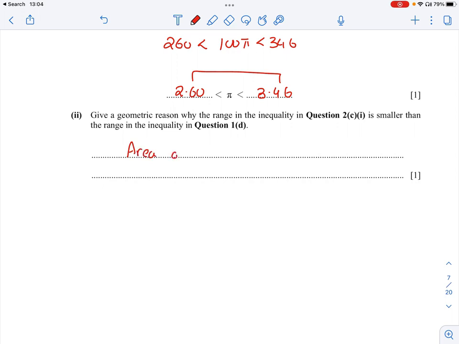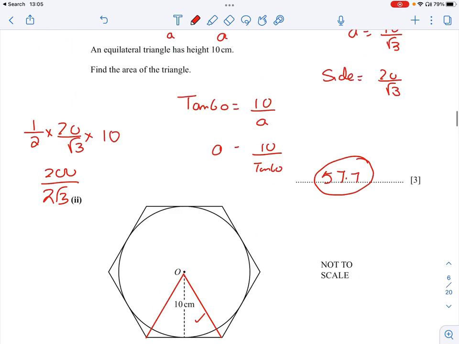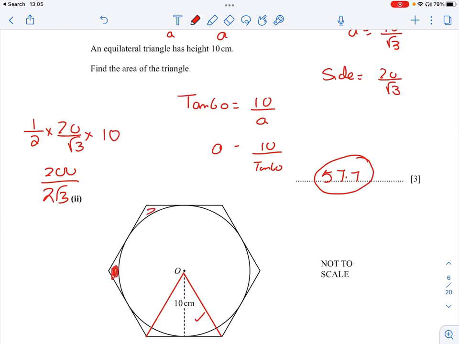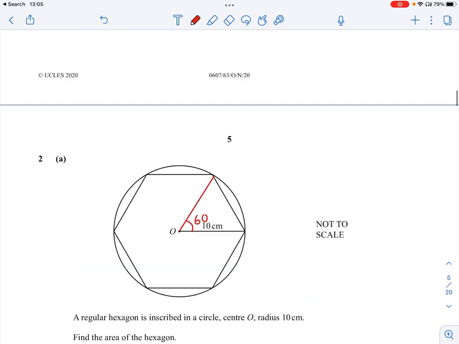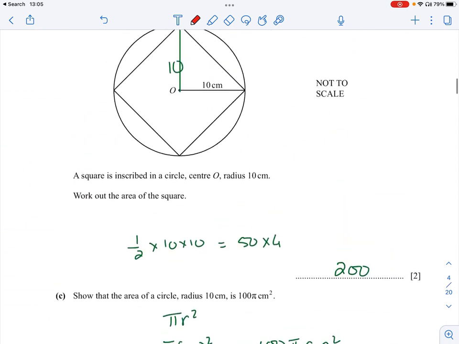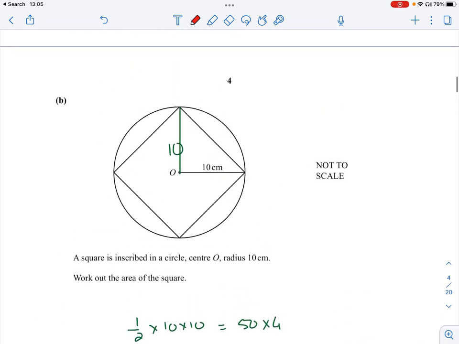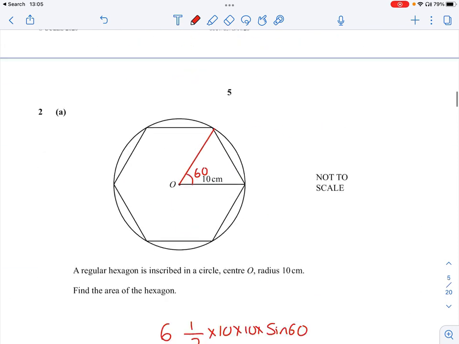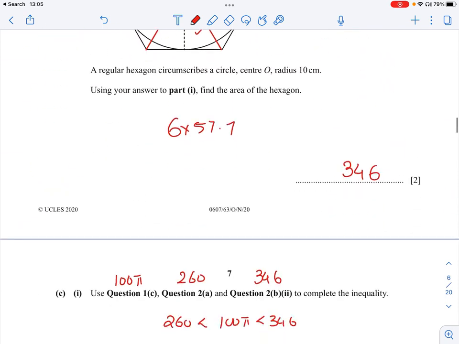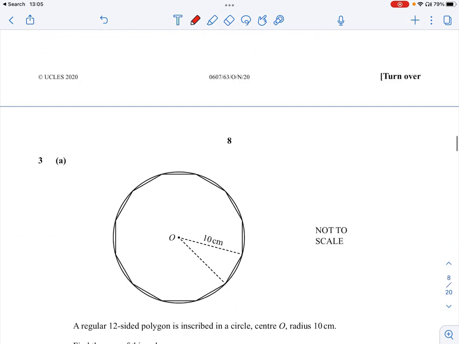So the area of the hexagon is closer to the area of the circle. The area of a square is not as close, because you can see that in the hexagon only small parts are being neglected, whereas if I take a square, a larger part is missing.